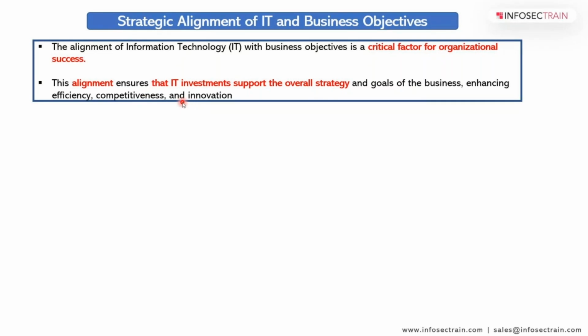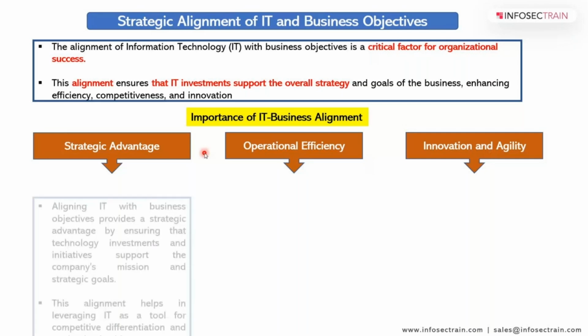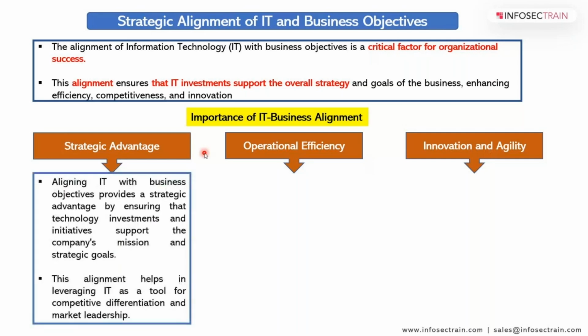What's the importance of IT and business alignment? What is the advantage or benefit if IT is aligned with business? There are three we list here: strategic advantage, operational efficiency, and innovation and agility. Under strategic advantage, aligning IT with business objectives provides a strategic advantage by ensuring the technology investments and initiatives support the company's mission and strategic goals. This is a strategic long-term advantage.